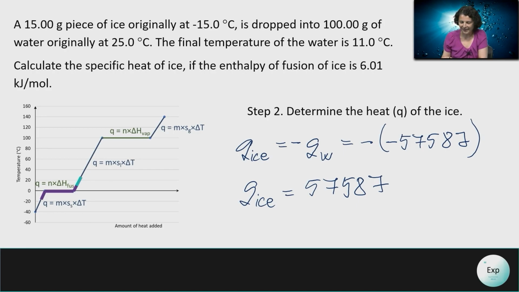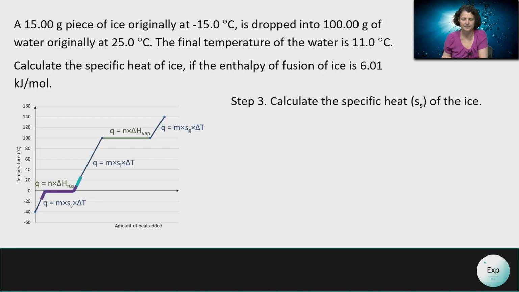Now we're ready to calculate the specific heat of ice. It is a three-step process, and the heat of ice that we just identified here is going to be the sum of the three steps. On the left side of the equation, we're going to have the total heat that we're going to use up for the ice to undergo all these transformations, and that is 5,758 joules.